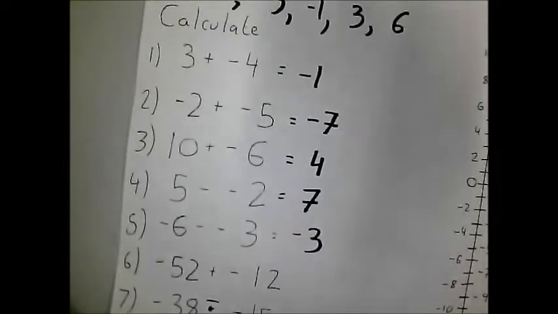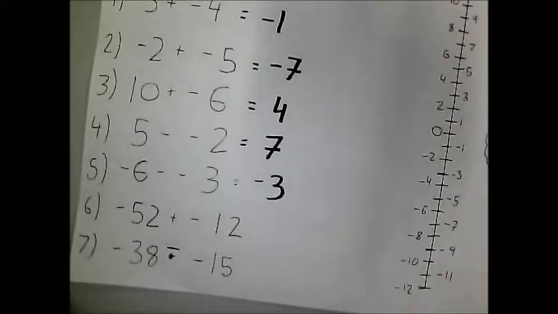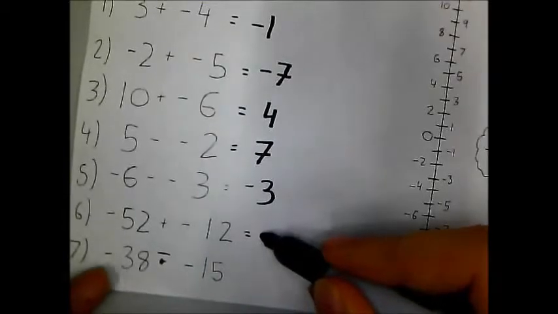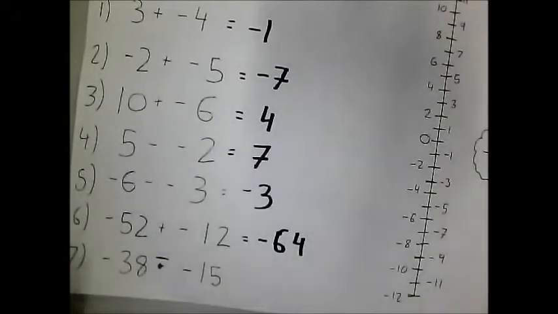Okay. Now these ones deal with larger looking numbers. So we need to take our time with these ones. So negative 52, I can't use my number line for these ones, but I'm going to add a negative 12 to it, so it's going to go down by 12. Okay, so we can either count, so negative 52, negative 53, negative 54, etc. And then another 10 will get us to negative 64. Or you could use a number line, which I'm going to do for the next one.